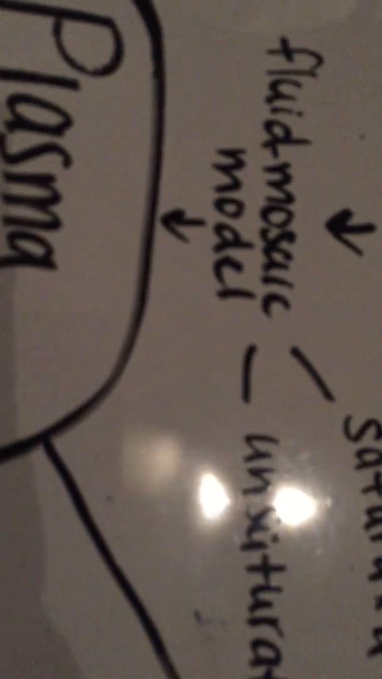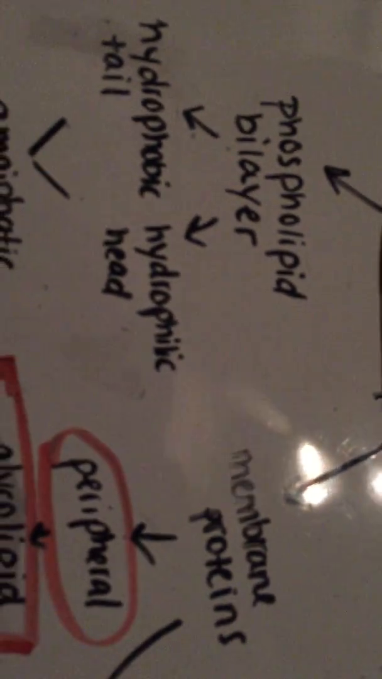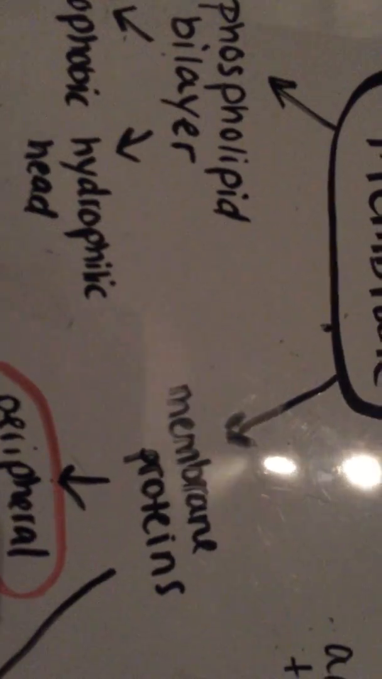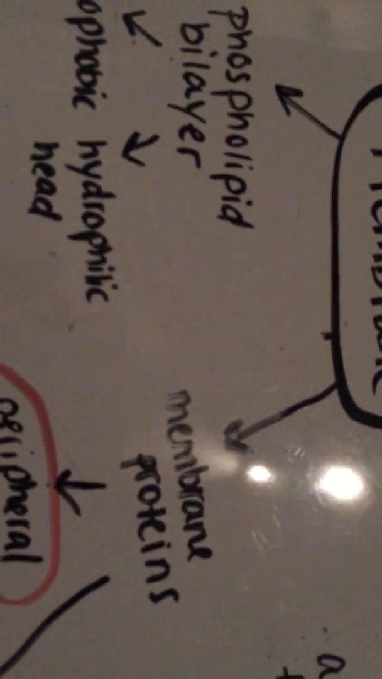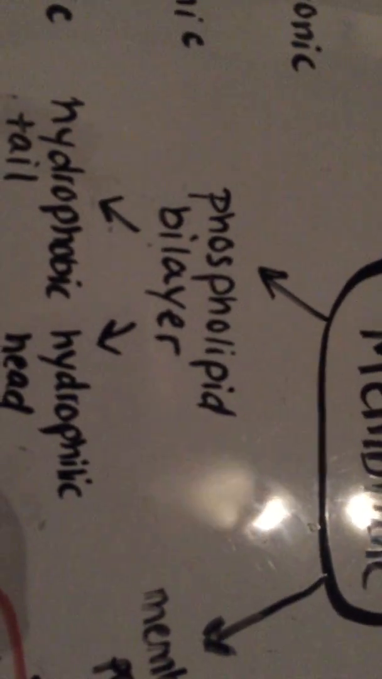Also, an important note, over here we have saturated and unsaturated fatty acids. The unsaturated fatty acids are what give the membrane its fluidity, the double bonds in the unsaturated fatty acids, to be specific. In the fluid mosaic model, you'll see the phospholipid bilayer and the membrane proteins. So we'll go ahead and talk about the phospholipid bilayer for a second.